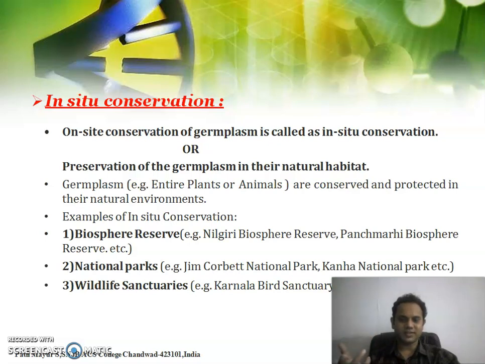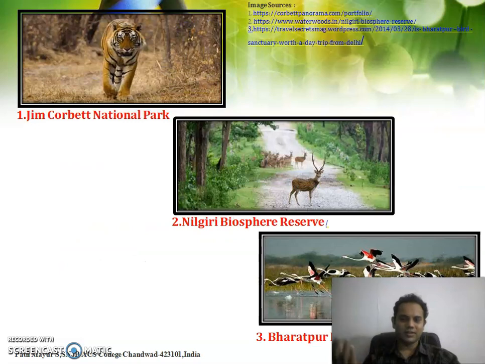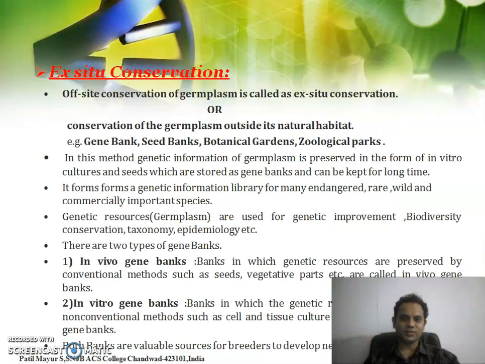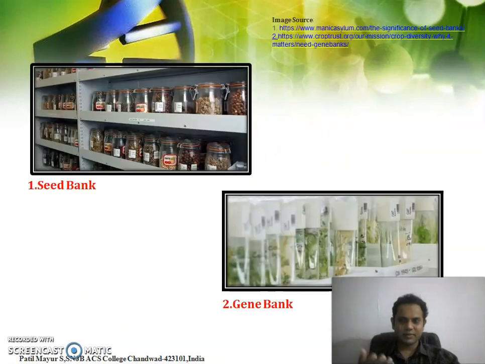On-site conservation means in situ conservation. Examples are biosphere reserves, national parks, wildlife sanctuaries. Then ex situ conservation methods means off-site conservation of a germplasm, where outside their natural habitats the germplasms are preserved. The examples are seed bank, gene bank, botanical garden and zoological parks.